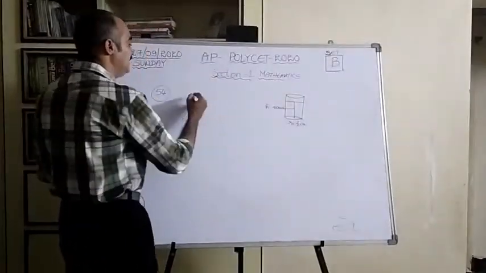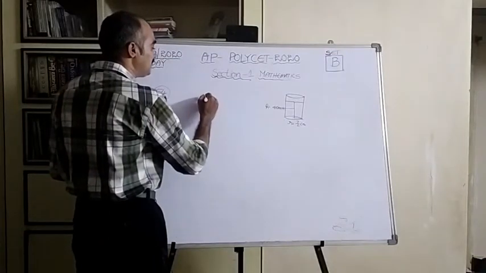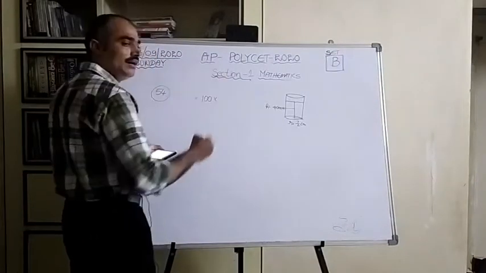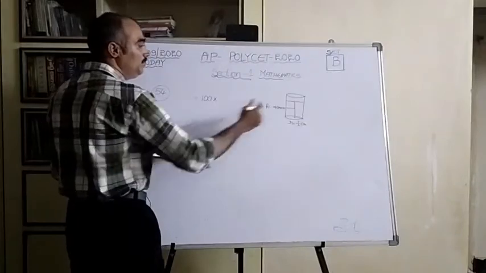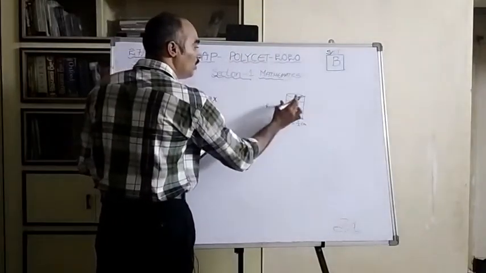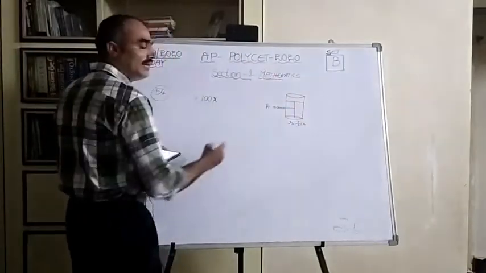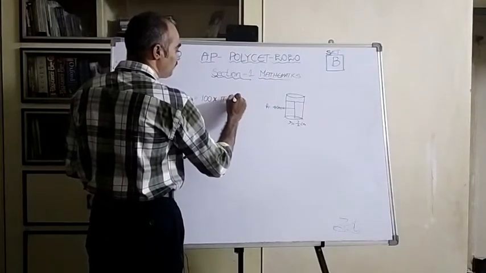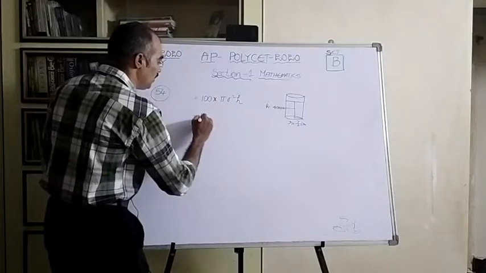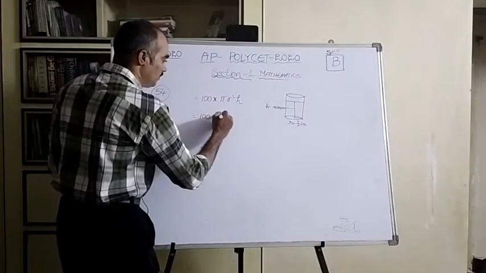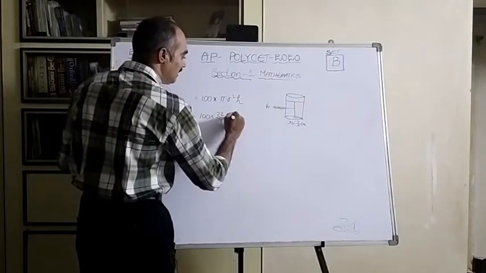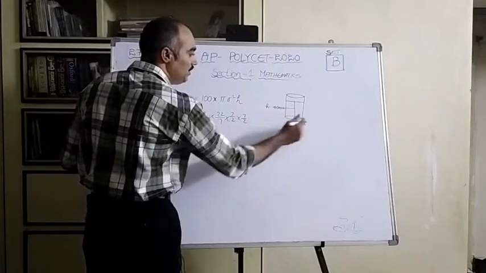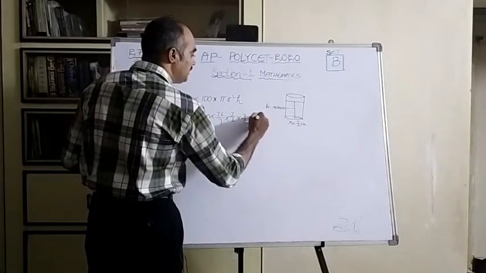Now let us see here, how many patients are there? 100 patients. So, the volume of one bowl is the volume of a cylinder, which is pi r square h. So 100 into pi, that is 22 by 7, into r square, which is 7 by 2 into 7 by 2, because r is 7 by 2, into h, which is 4.